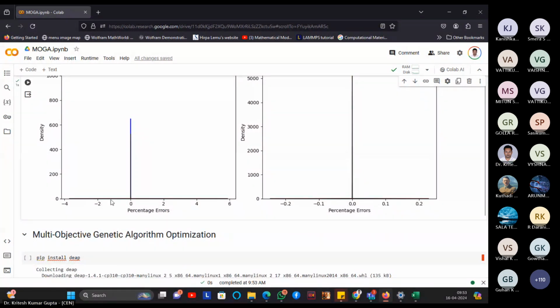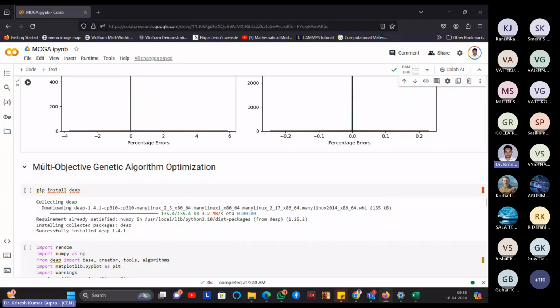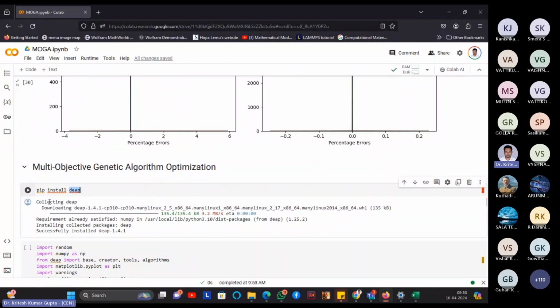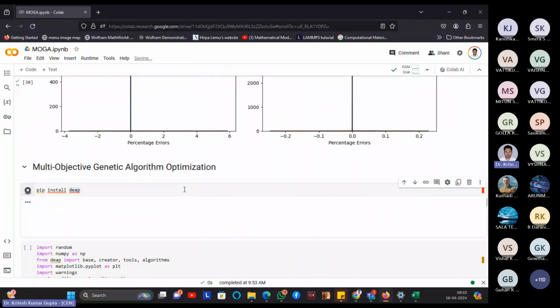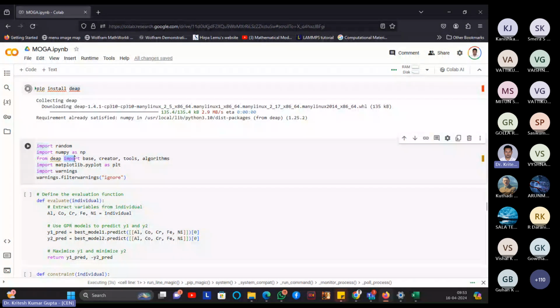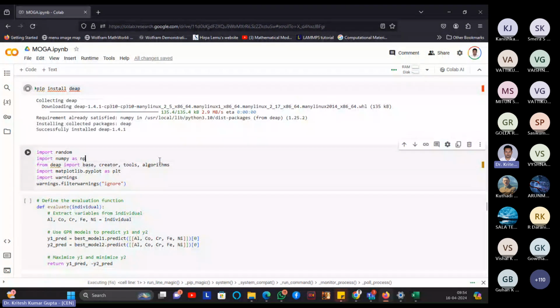Right. So now I'm going to use these constructed models for multi-objective genetic algorithm optimization. I'm using non-dominated sorting genetic algorithm optimization over here, and that is taken from the DEAP package. Okay, so first of all, I will install this DEAP package. From the DEAP package, I'm going to import base, creator, tools, algorithms.